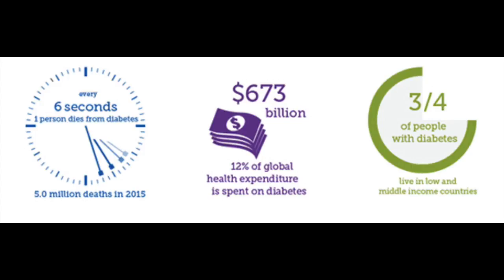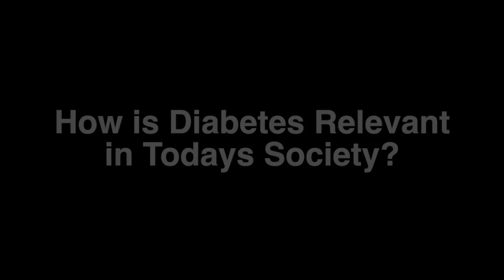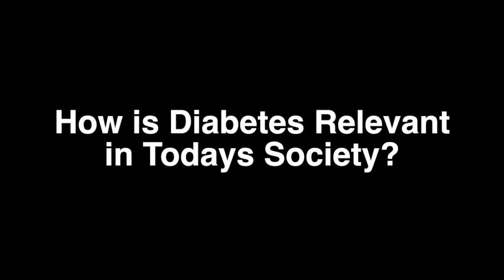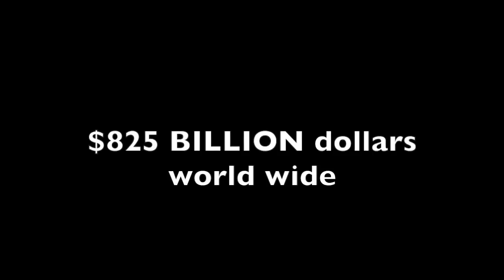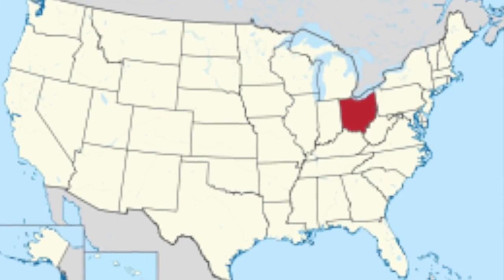About every 6 seconds, someone around the world dies from diabetes, leading to a total of 5 million deaths in 2015 alone. There has been a steady rise in diabetes, as it is now the 8th most deadly disease in America. It cost the government $245 billion in 2012. According to Harvard University, the cost has gone up to $825 billion worldwide. In Ohio alone, diabetes costs the government $12 billion a year.